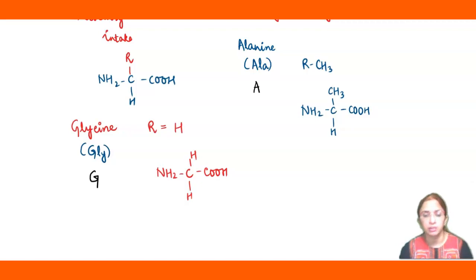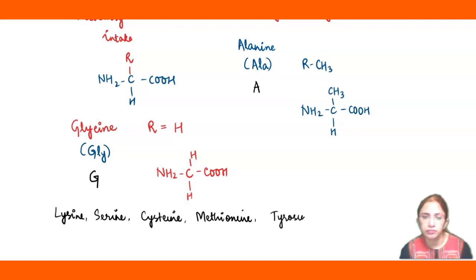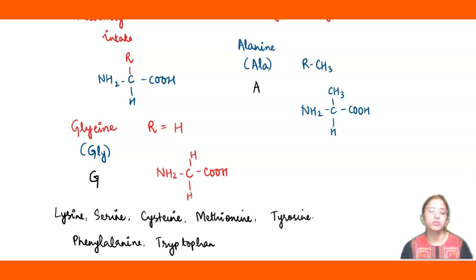There are various amino acids to talk about, like lysine, serine, cysteine, methionine, tyrosine, phenylalanine, tryptophan. These are a few names of the amino acids which you must learn. You can see that I have written a few names.